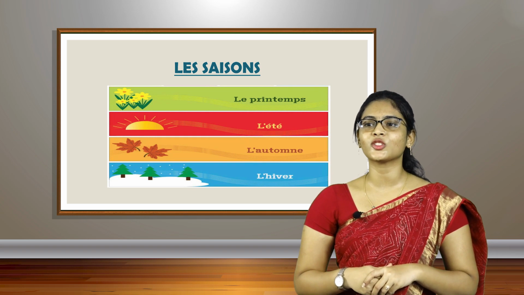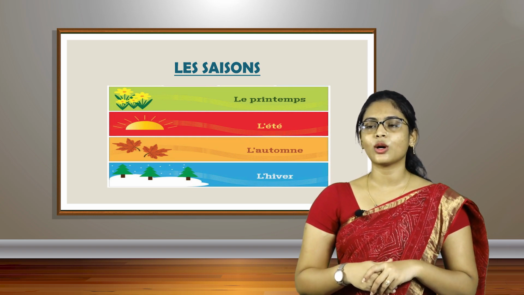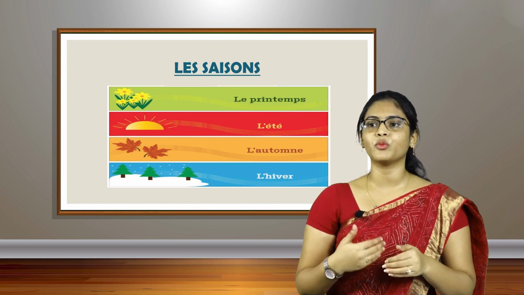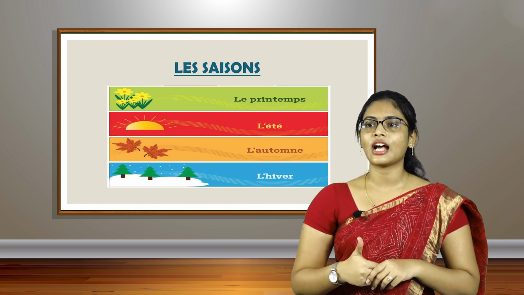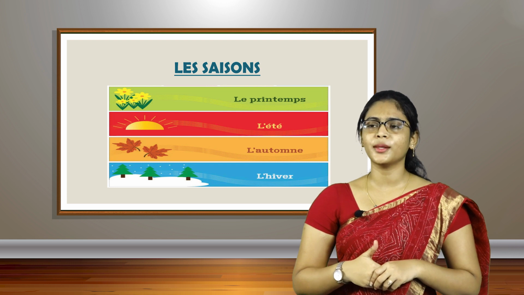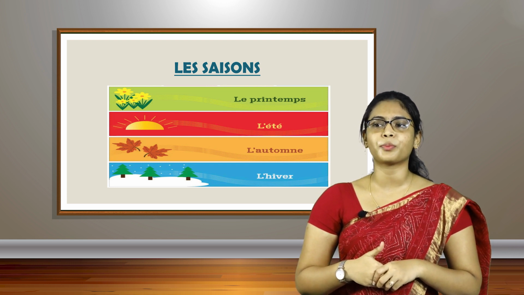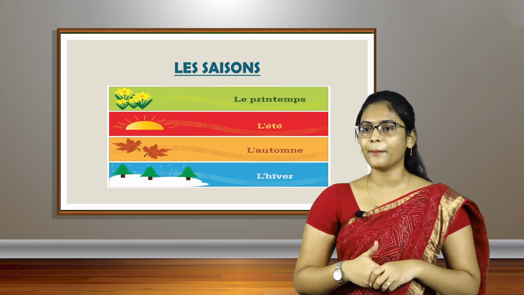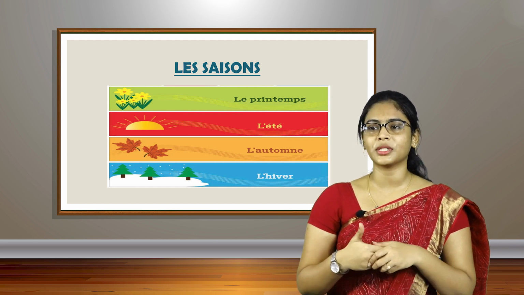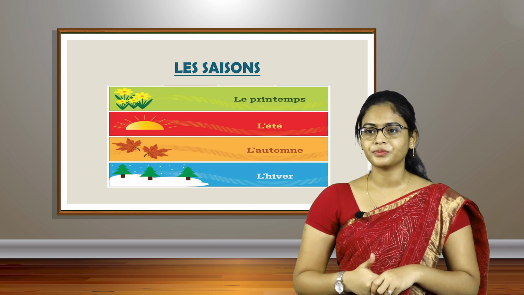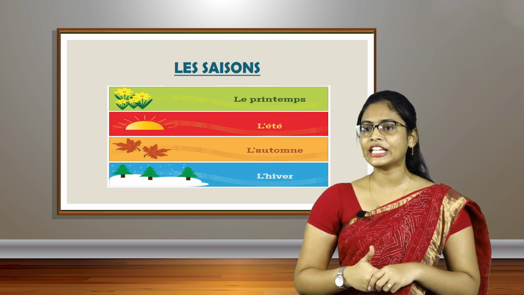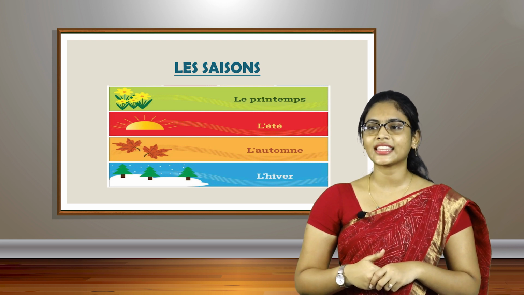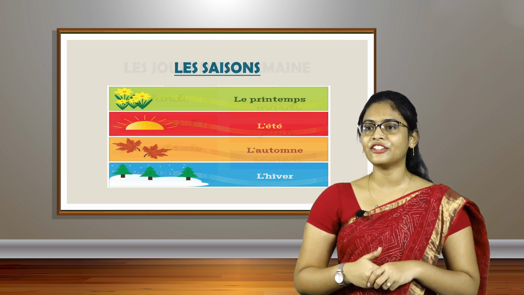Next, moving on to the seasons. The seasons, as we have in India, we have the same in French as well. Starting with le printemps. Le printemps is nothing but spring. L'été is summer. L'automne, you all know from the name itself, is autumn. L'hiver means winter. Le printemps, l'été, l'automne, l'hiver.